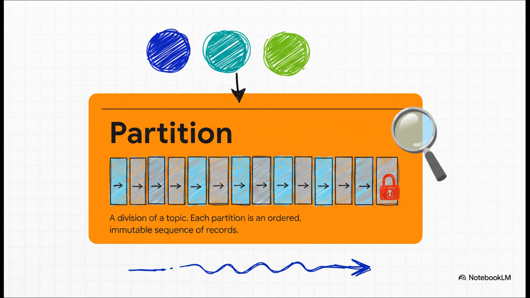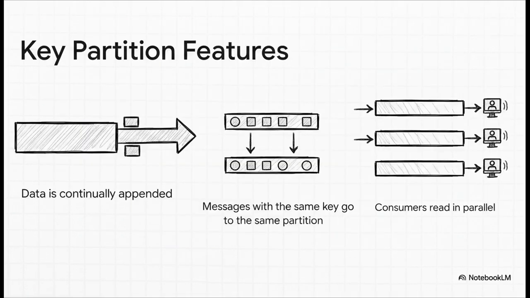Each of these topics is then split into one or more partitions, and a partition is basically just a log file. Data gets written to it in the order it arrives, and this is critical. Once it's written, it can't be changed. It's an immutable record. Let's zoom in on what that means. New data is always added to the end. It's appended, never changed.